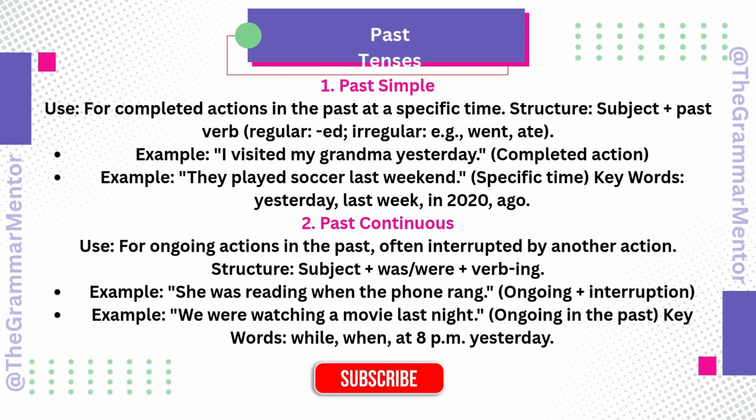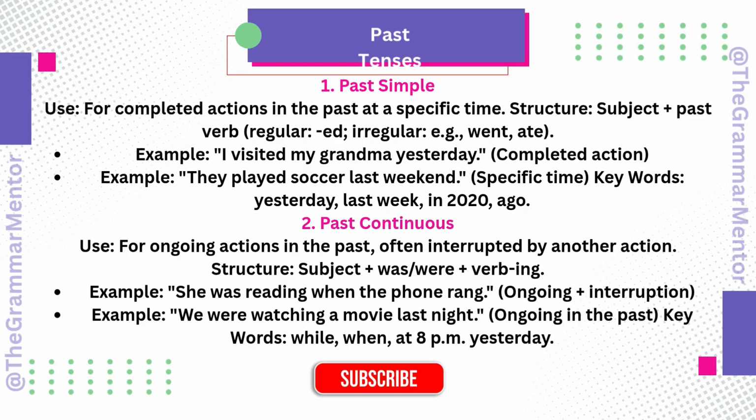Past tenses. 1. Past simple. Use: for completed actions in the past at a specific time. Structure: subject plus past verb. Regular: -ed. Irregular, e.g., went, ate. Example: I visited my grandma yesterday. Completed action. Example: They played soccer last weekend. Specific time. Keywords: yesterday, last week, in 2020, ago.